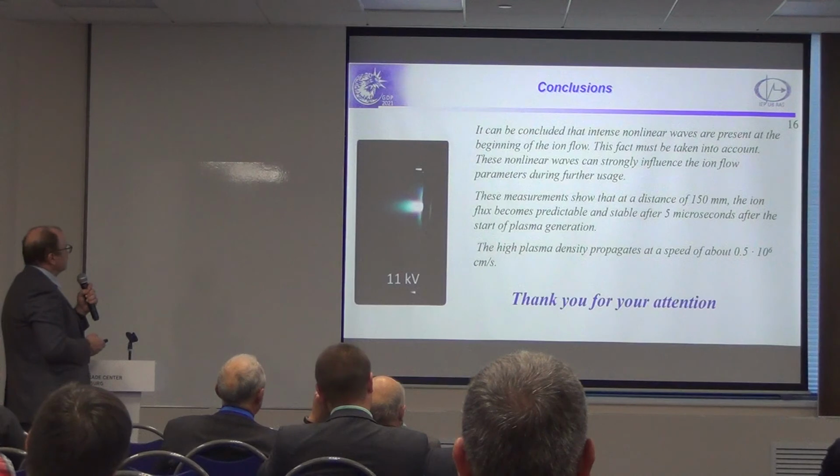These measurements show that at a distance of 150 millimeters, the ion flux becomes predictable and stable 5 microseconds after the start of plasma generation. The high-density plasma propagates at a speed of about 0.5 times 10 to the 6th power centimeters per second.